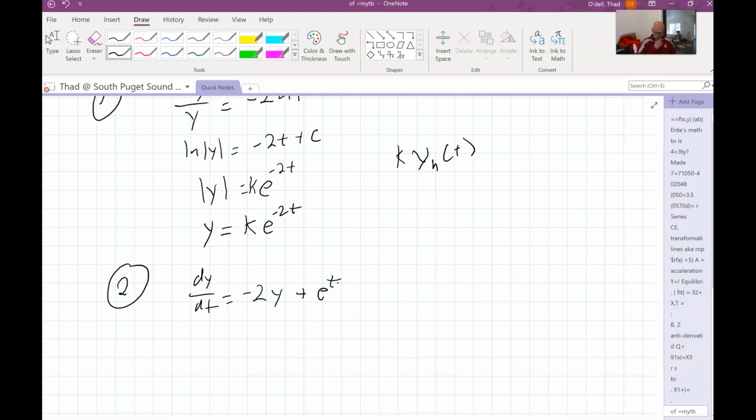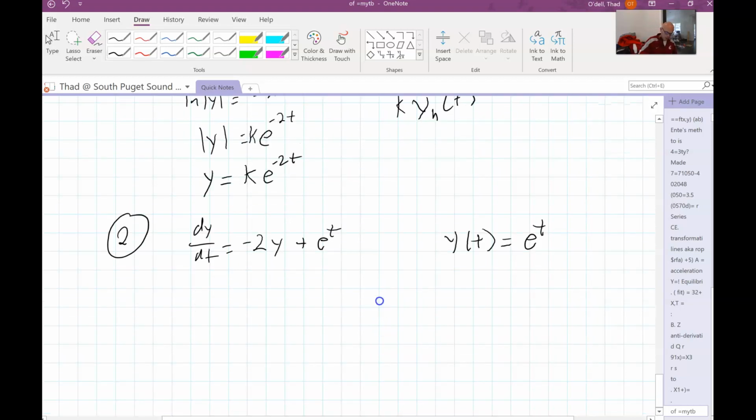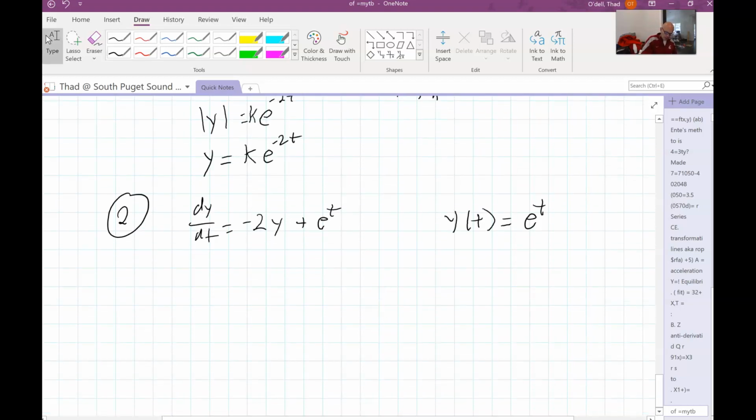So what if we just go for the simplest guess, because we really are kind of guessing here. So let's just say, what if y of t was just e to the t? Would it work? So then we're going to try it. We're going to take dy dt. The derivative of that, of course, is just e to the t. And that would be equal to negative 2 times e to the t plus e to the t.